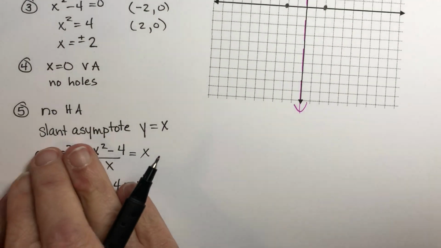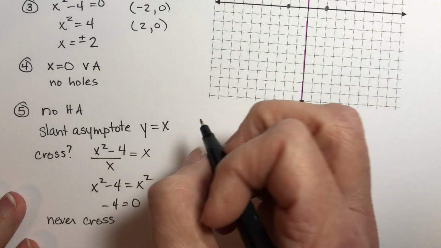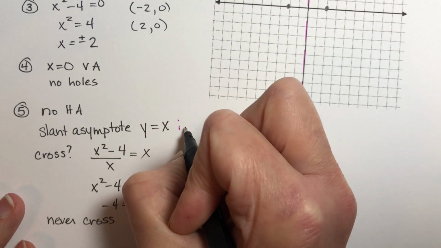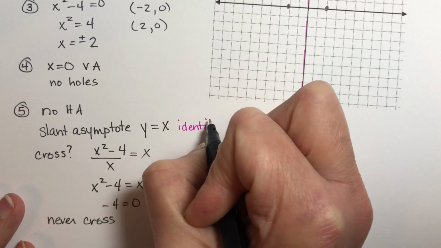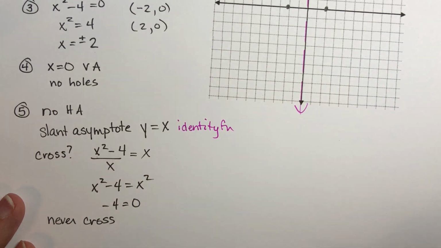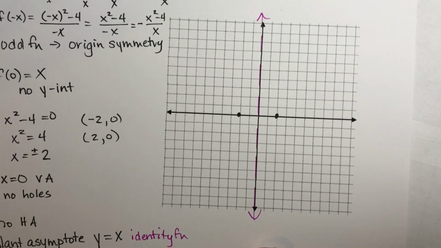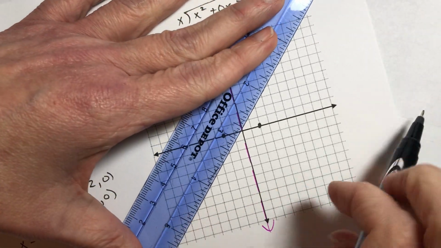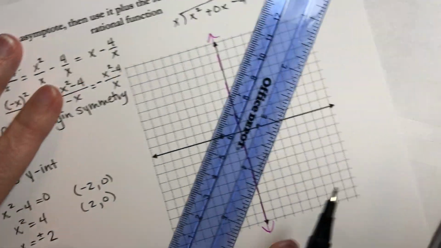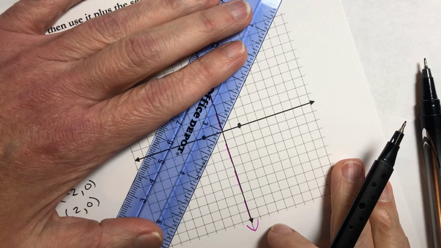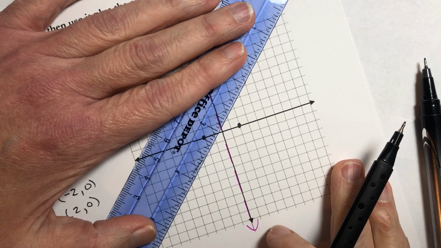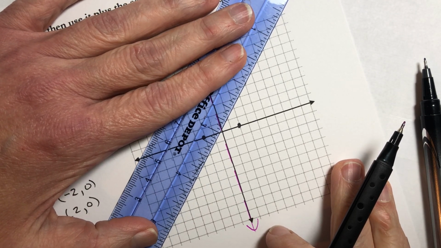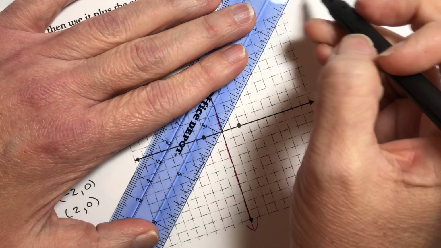And now I need to graph our slant asymptote. This is the identity function, and it is the straight diagonal line that cuts these two quadrants in half. Since it's an asymptote, I'm going to put it in with a dotted line, if I can line things up correctly. Here, that's pretty good.